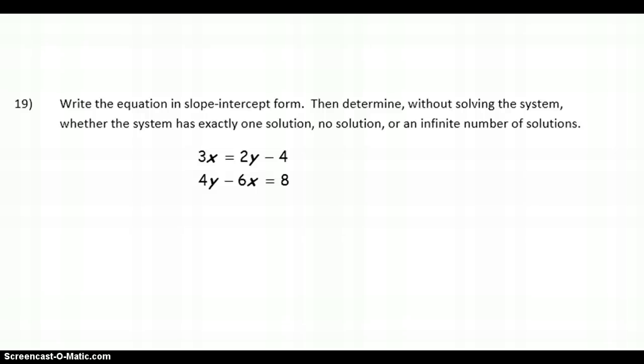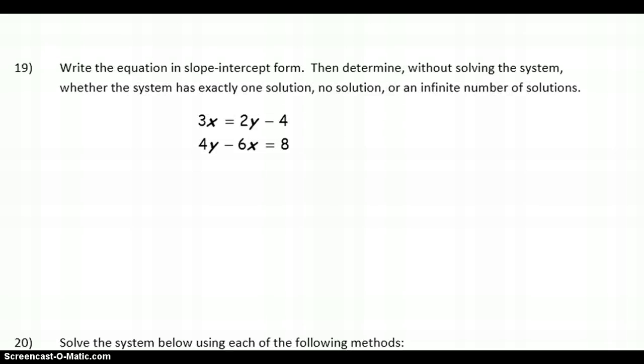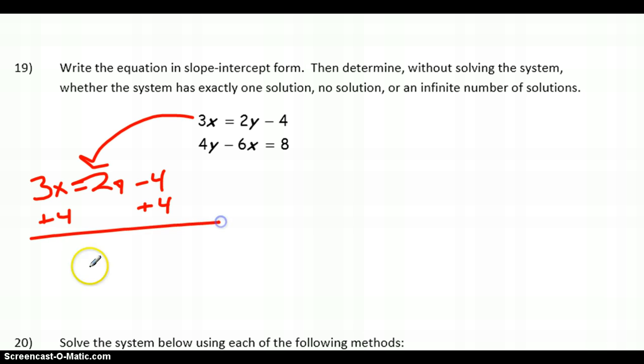In the next one, we've got a system of 2 equations, and we want to determine without solving whether the system has 1, no solutions, or infinitely many solutions. I'm going to do that by talking about the slope. So I'm going to solve each of these equations for y. In 3x equals 2y minus 4, if I want to get y by itself, I'm going to add that 4 over. So 3x plus 4 equals 2y.